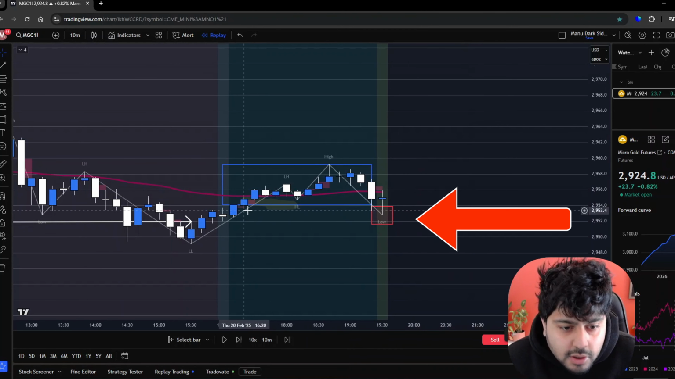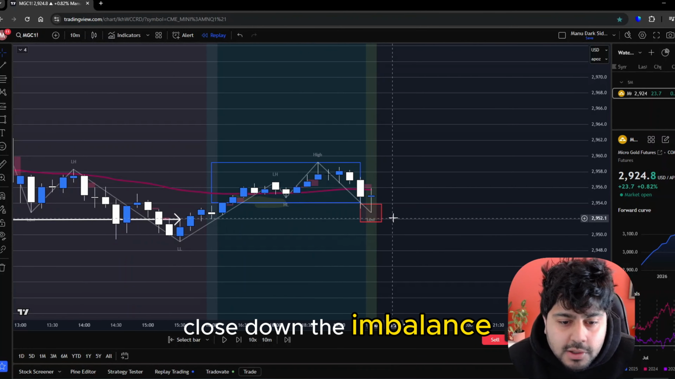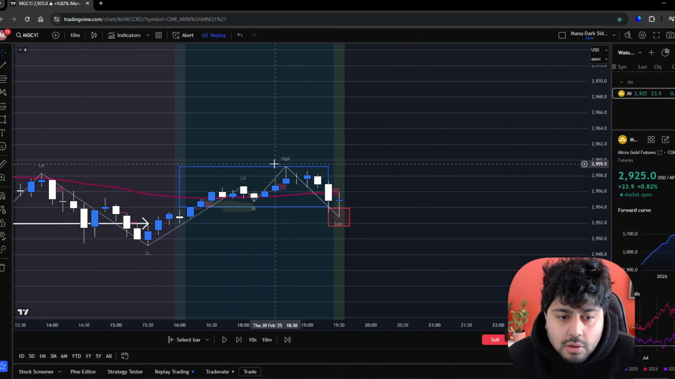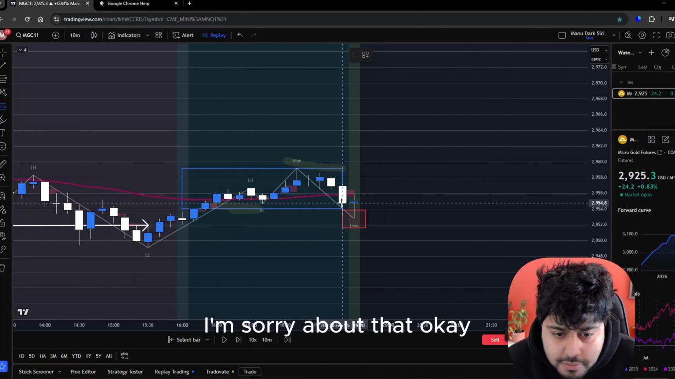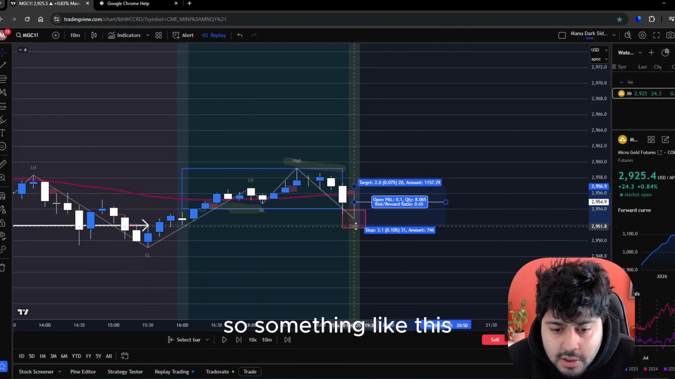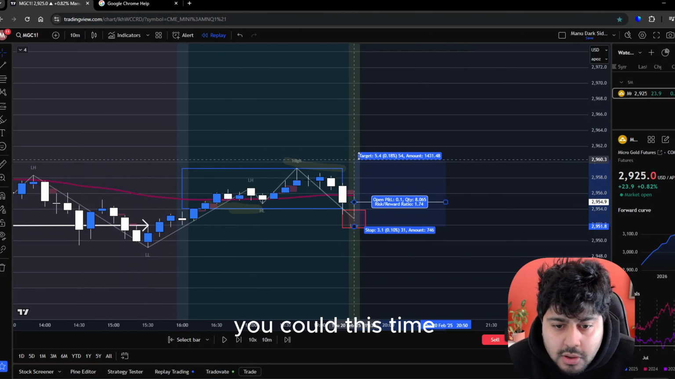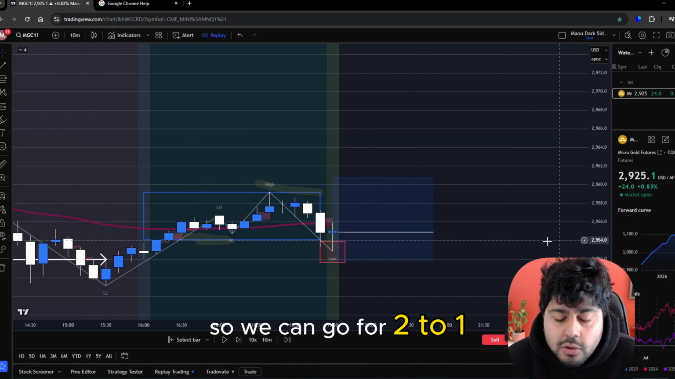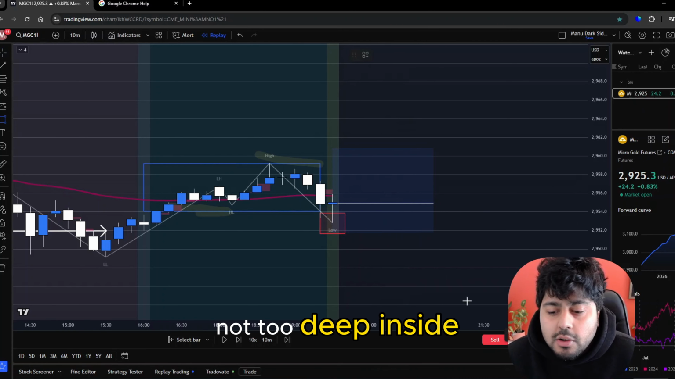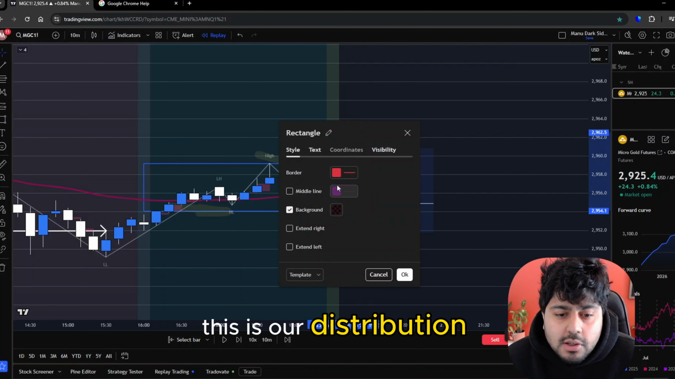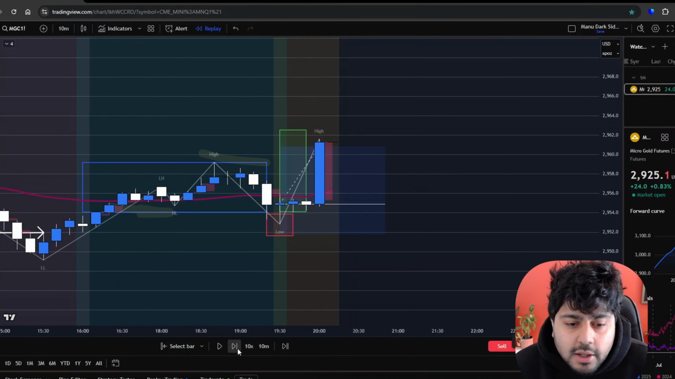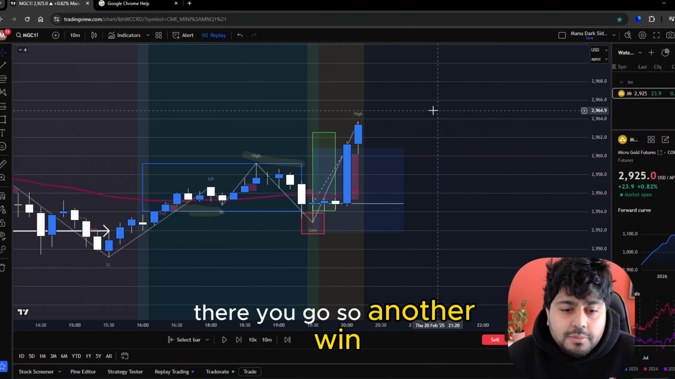Manipulation. You see it took the liquidity right here, closed down the imbalance, and now it's going to take the liquidity above. Sorry about that. It took liquidity at 720, 730, closed back inside. So something like this. This time we already took liquidity above, so we can go for a 2-to-1. It didn't close too far from our starting zone, not too deep inside the accumulation. This is our distribution basically, and then oh, there you go. So another win.